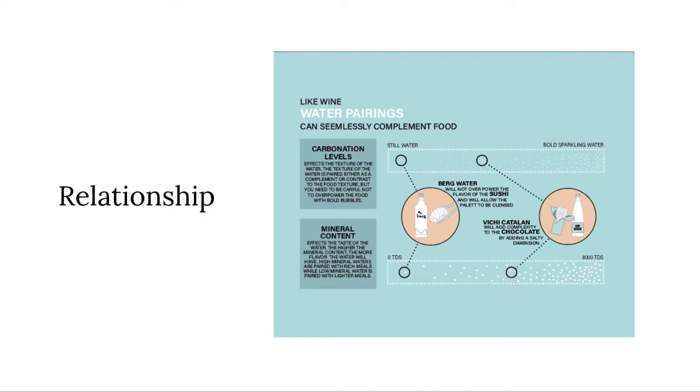The visual potential form relationship shows the association between different objects, ideas, or people. To exploit the visual potential of relationship, I show the relationship between water qualities and which food it pairs well with. To create this relationship, I created 2 scales, one for carbonation and one for mineral content. From this, I put a circle around the area of the scales where the water would fall into, and then used a dashed line to connect the qualities to the water pairing it is referring to.